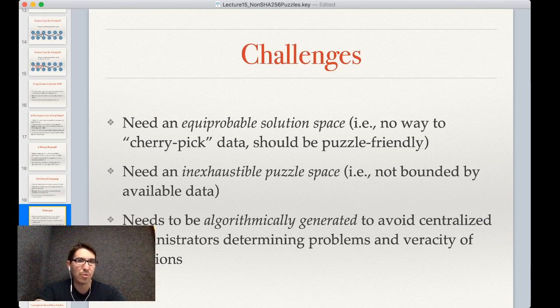In other words, it should be puzzle friendly. We need an inexhaustible puzzle space. This doesn't technically mean infinite, but we do need to make sure that we're not bounded by the data that's out there. So we can't have, with SETI, for instance, a radio telescope go offline, let's say they're getting data from the Arecibo radio telescope and it goes offline. Does that mean that our proof of work cannot proceed? Okay. So generally, this is going to need to be algorithmically generated.